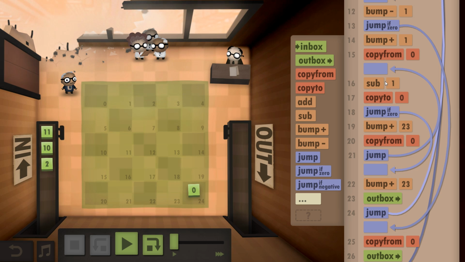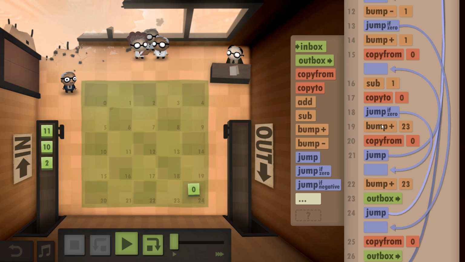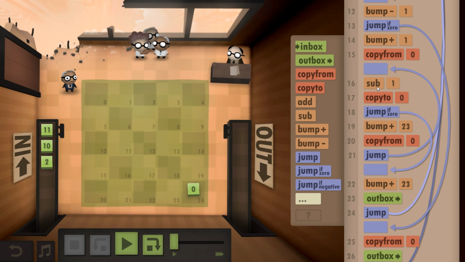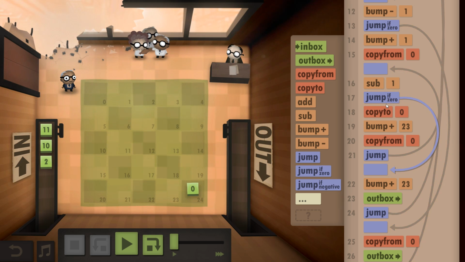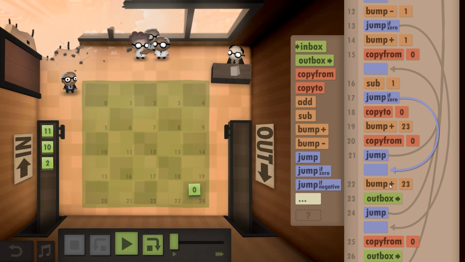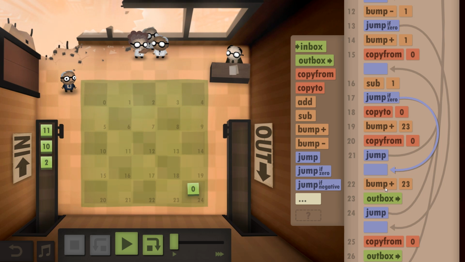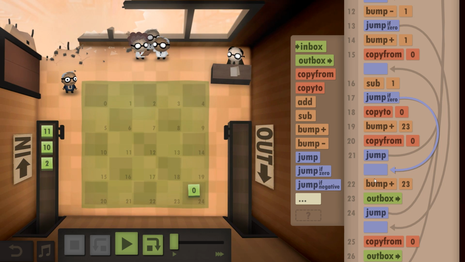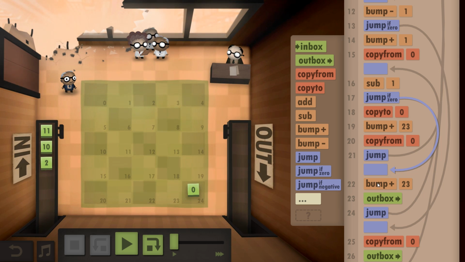10 minus 5 is 5. It's not 0, so I bump the counter to 1. I grab the 5. 5 minus 5 is 0. So I jump out, bump up the counter once more. Make it 2. And then outbox it, 2. So that works now for that number, but doesn't work for higher numbers, because I never checked if 2 is prime or not.